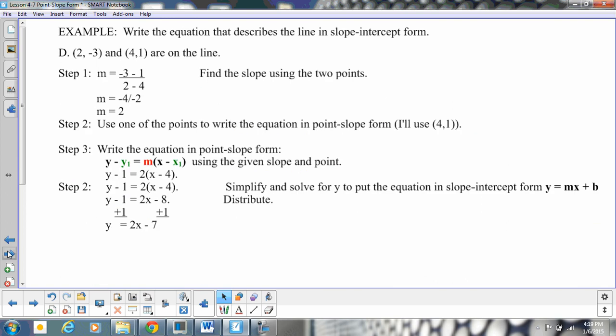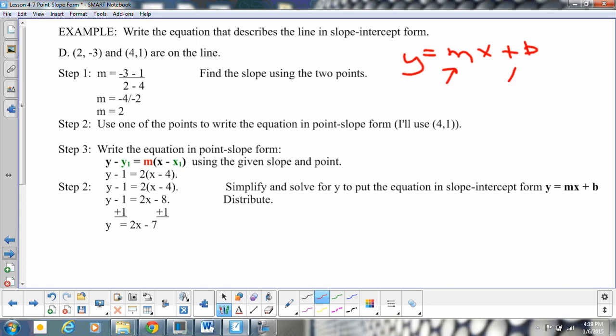Okay, 2 more examples, I think, where again we're going to write these equations in slope-intercept form. Slope-intercept form, you've got to know the formula, is y = mx + b. It's called slope-intercept form because it's the form that gives us the slope and the y-intercept. This time we know 2 points. We don't know the slope. How do we find the slope if we're given 2 points? Well, we find the slope using the slope formula: change in y over change in x.